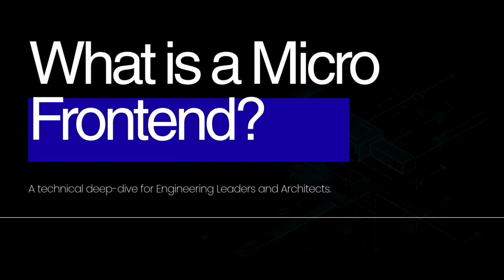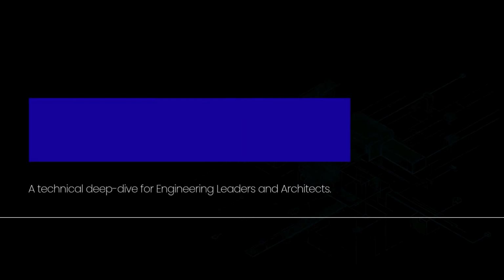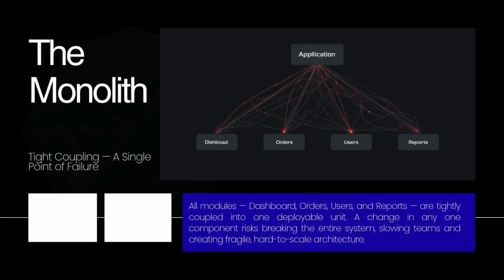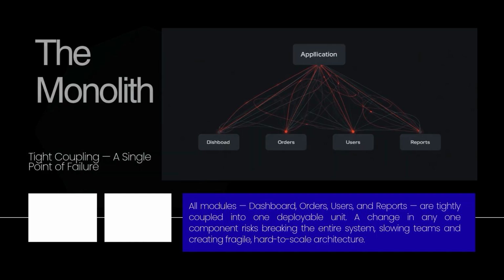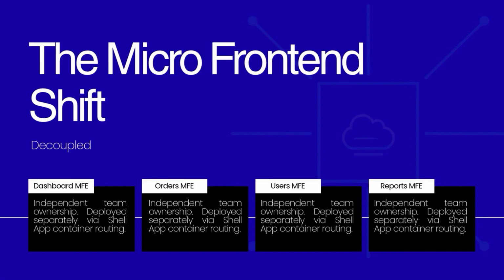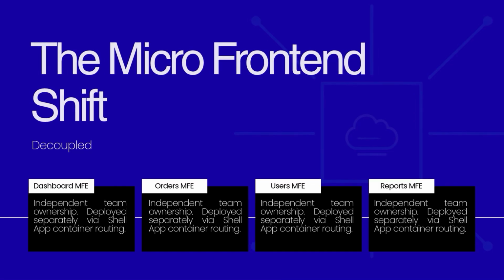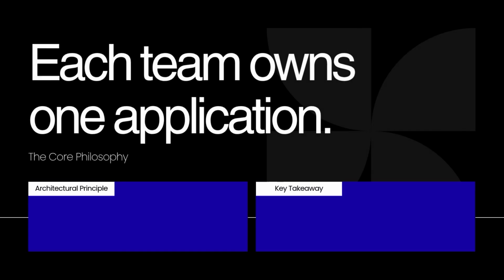Ever wonder how we scale massive enterprise apps? In a traditional monolith, every feature is just one big tangled mess. That's where micro frontends come in. Instead of one giant app, we use a shell, a lightweight host that stitches together independent applications like dashboard, orders, or users. The real magic: each team owns their own MFE completely. It's decoupled, it's scalable, and it's how massive enterprise apps finally get the speed they need. Check out the deep dive on SaaS Flow.